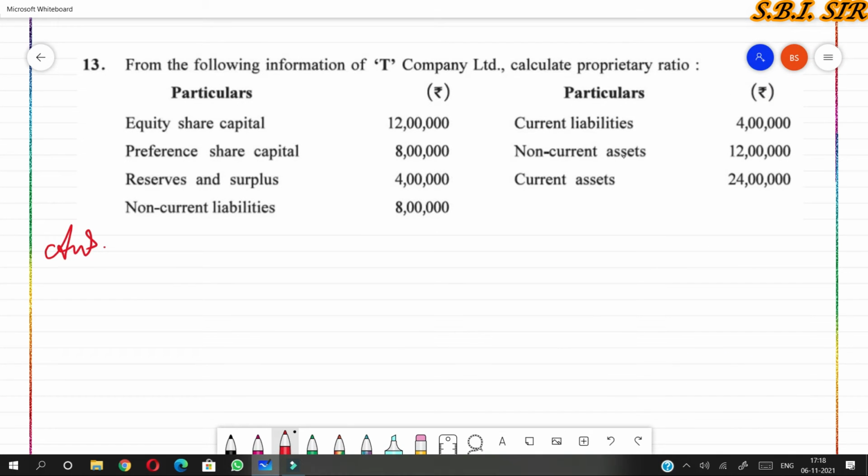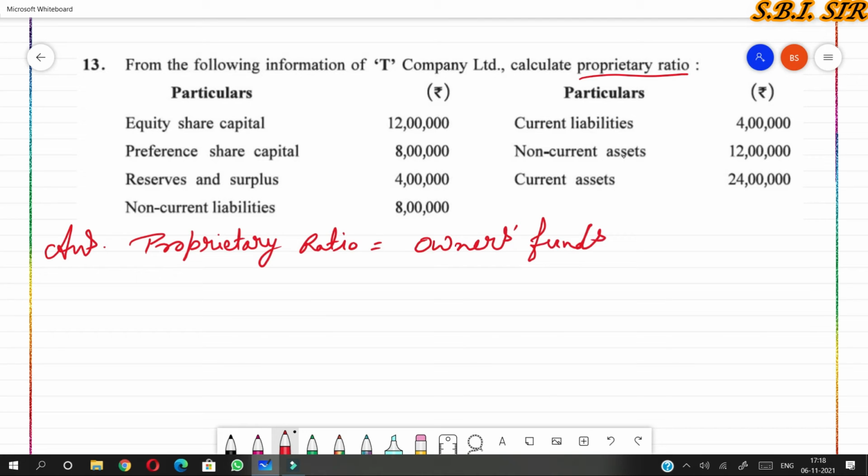From the following information of T Company Limited, calculate proprietary ratio. The formula for proprietary ratio equals owners funds divided by total assets.